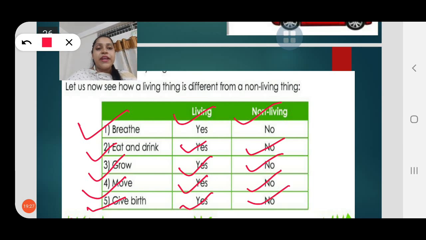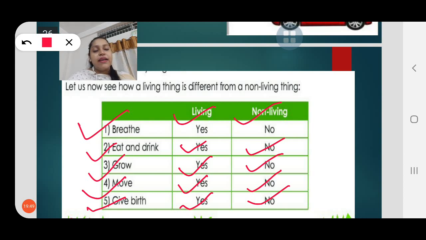I hope it's very clear to you. What did we study today? First we discussed the workbook question answers of lesson number 3. Then we started lesson number 4, which is things around us. There are so many things around us, and we studied the 2 very important kinds, which are living and non-living things.